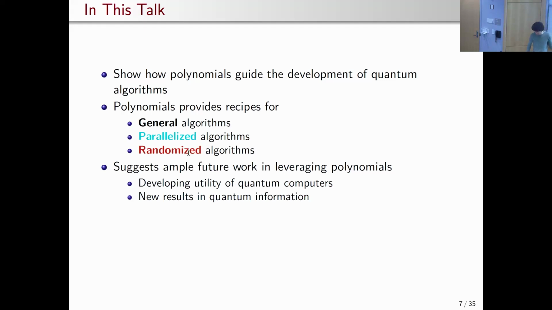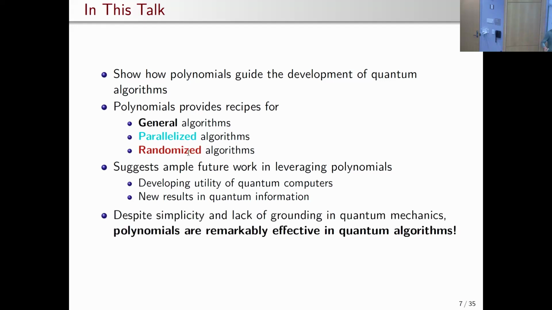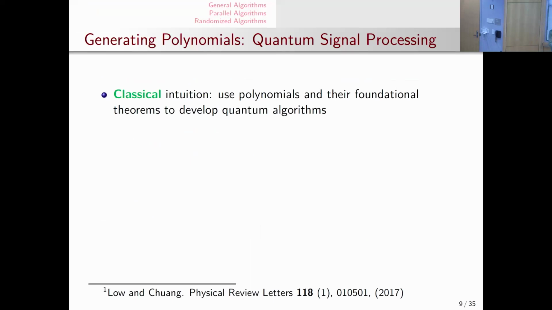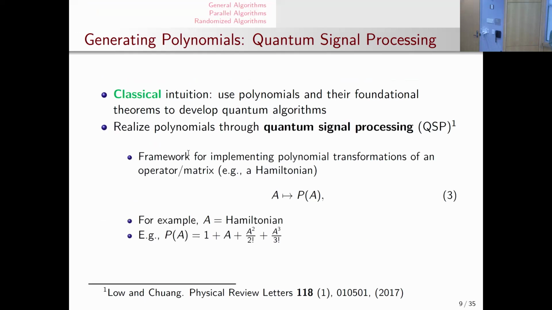So with that said, the overall punchline is, despite the simplicity of polynomials and the fact that they're classical and aren't intrinsically grounded in quantum mechanics, they're remarkably effective in designing quantum algorithms, and rather surprisingly so. So with that said, let's jump on in. So as I said before, we are going to use classical intuition on polynomials to design quantum algorithms. And the way we're going to achieve this is through something known as quantum signal processing.